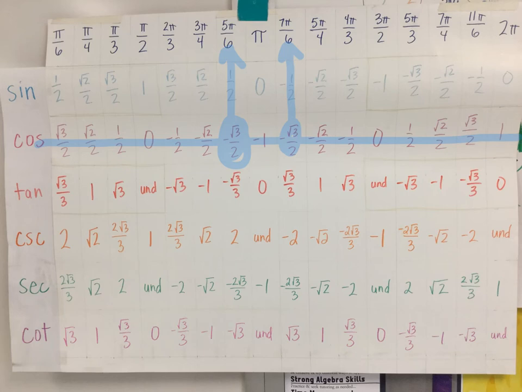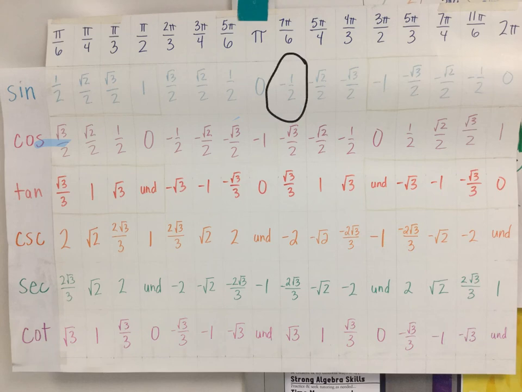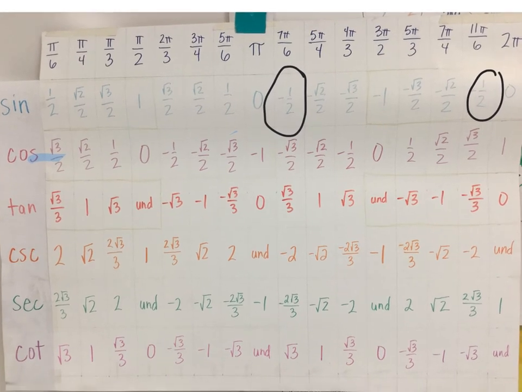Here, we get rid of these other things. We're looking for where sine is negative 1/2. And it looks like that happens here at 7 pi over 6, and here at what looks like 11 pi over 6. So those are the two answers to this trig equation.